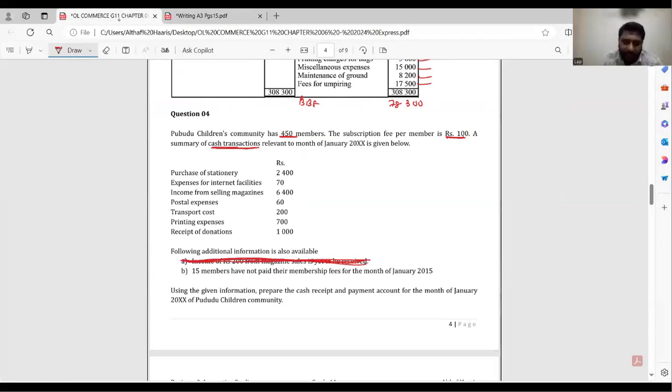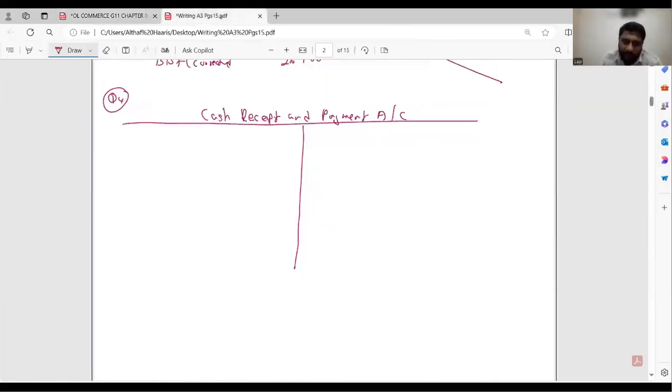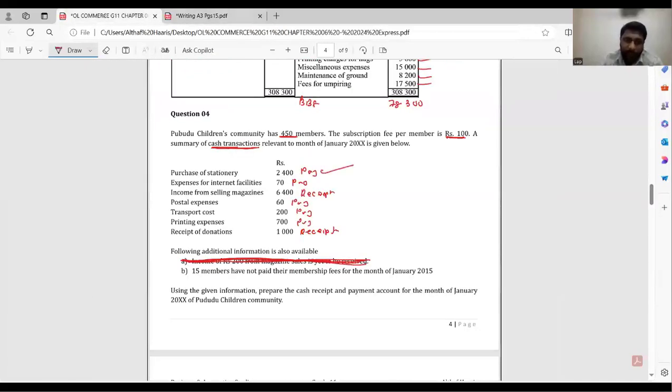So we'll write the easy ones. Purchase of stationery, cash payment. Sales of magazine, receipt. Postal expenses, pay. Receipt of donations, receipt. So let's prepare it, people. Stationery, 2,400.